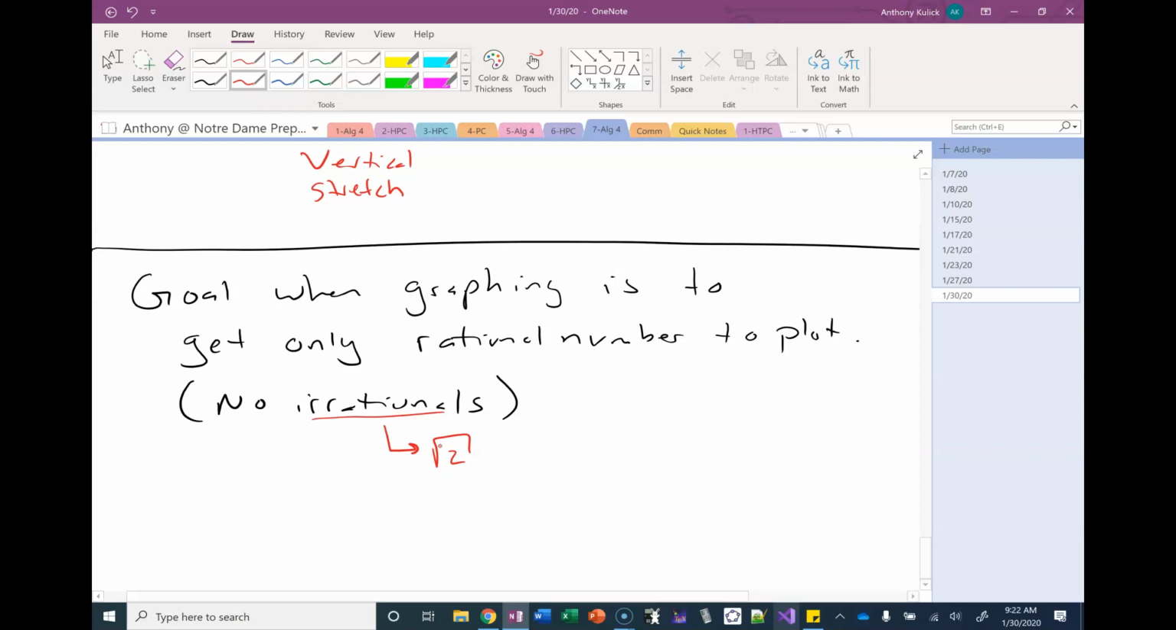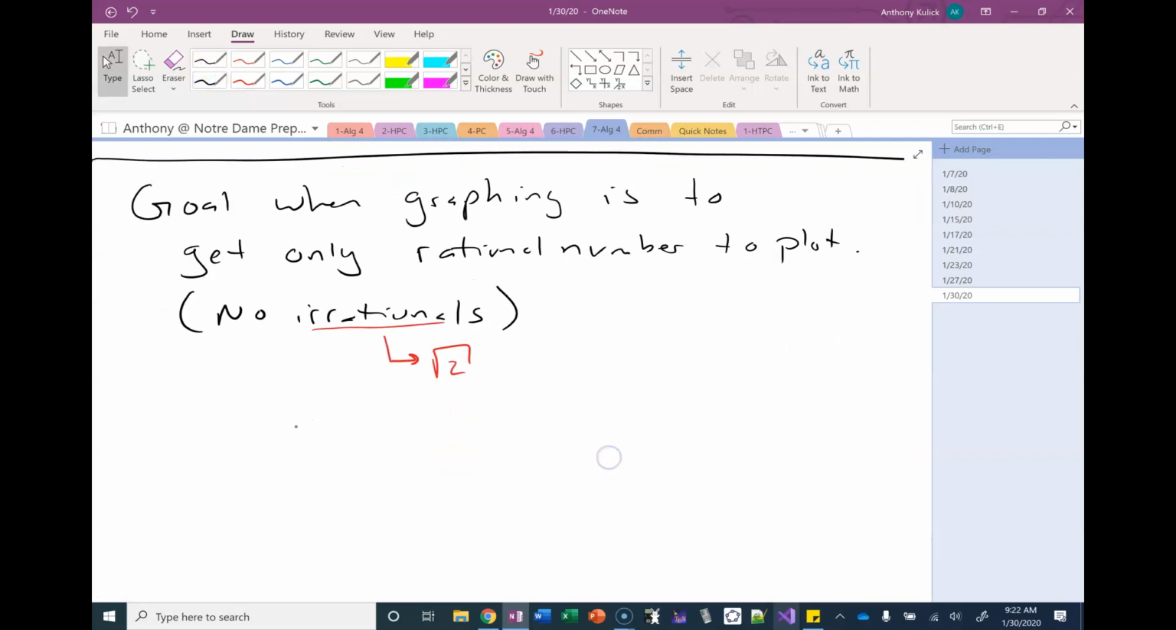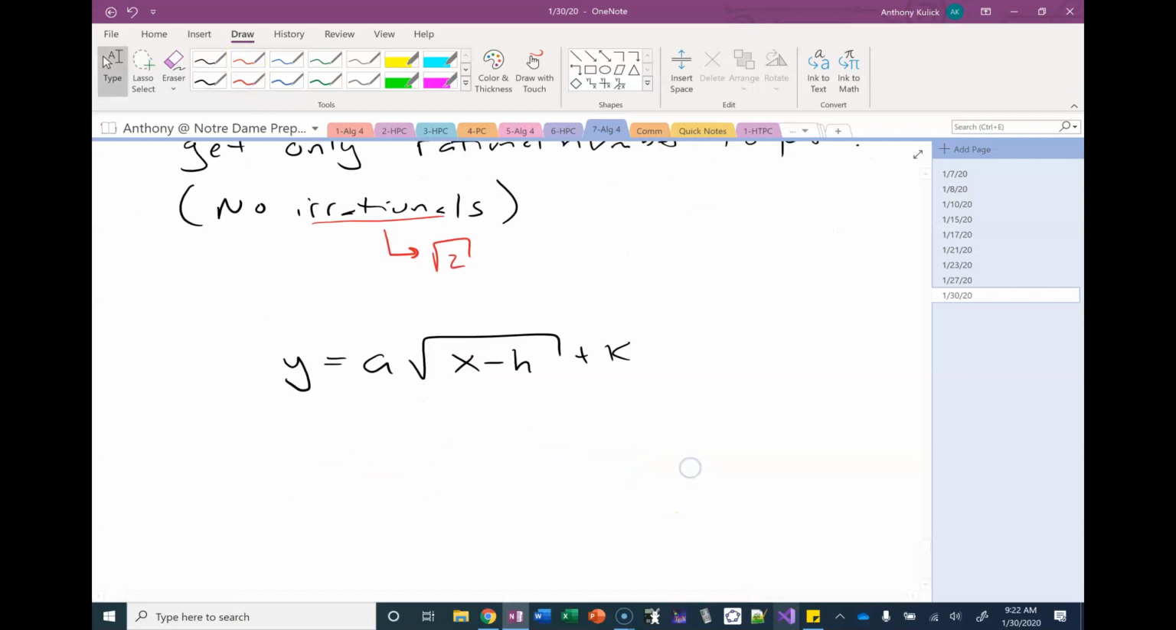Is it going to be easy to get irrational numbers when we're trying to graph these radical functions? Yeah, so we have to be a little bit careful about how we're choosing our x's so that we don't get any irrational numbers. If we're talking about the square root function, I'm interested in numbers that I can take the square root of and get a whole number back. What's the smallest number that I can take the square root of and get a whole number?